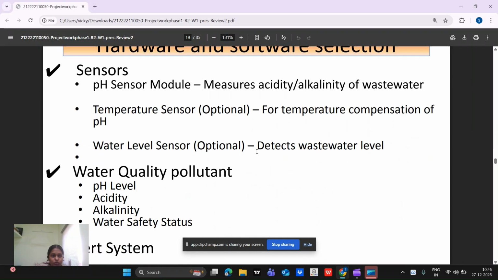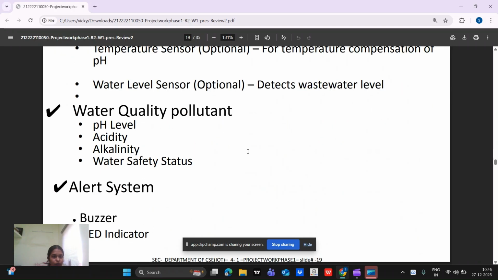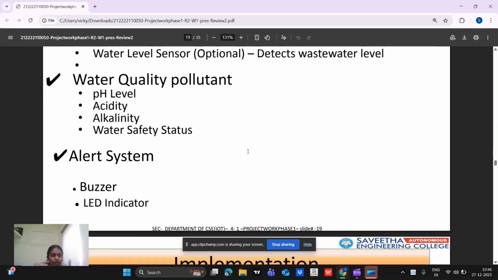The hardware and software used for our project are the pH sensor module, and a temperature sensor, which is optional. If you need to measure the temperature, we can use it. A water level sensor is also optional hardware. Water quality pollutants: pH level, acidity, alkalinity, water safety status. And we have a buzzer and LED indicator.